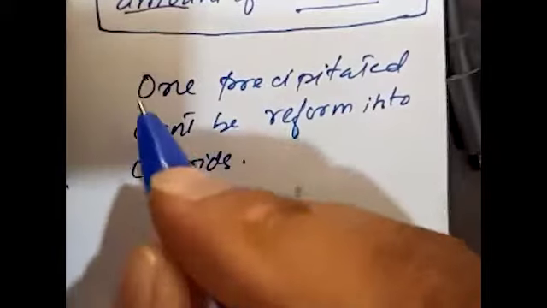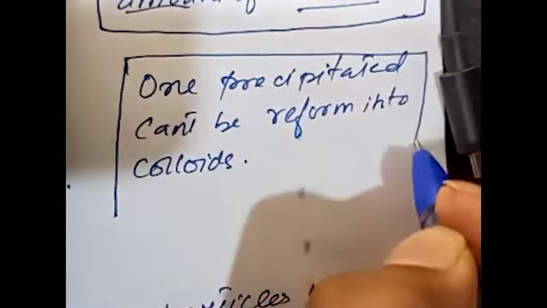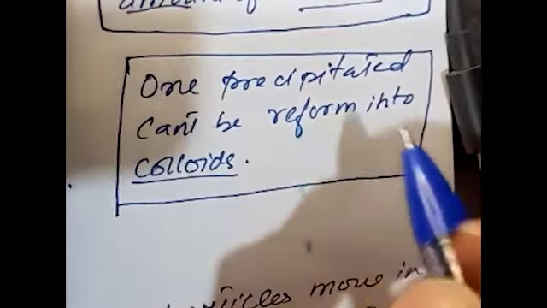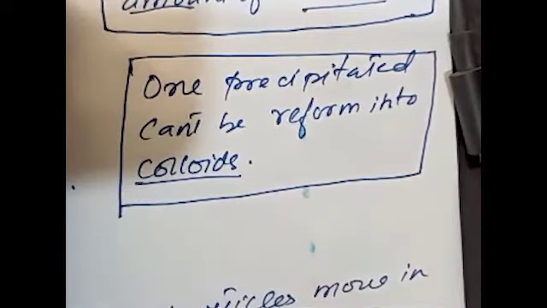In case of lyophobic, now it has become easier to guess what is going to happen. Once precipitated, ekbar jodi precipitation hoy gol, once precipitated, can't be reformed into colloids. Finished. Their game is over. Okay, because they hate each other, that's all. They have no interest to form the colloid pack again. Fine.